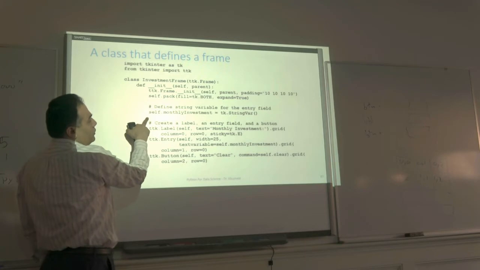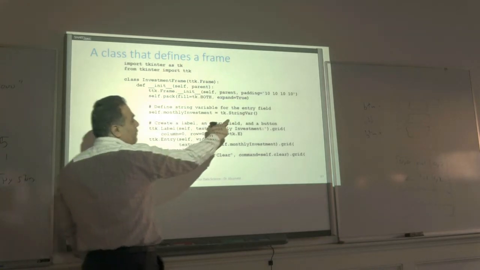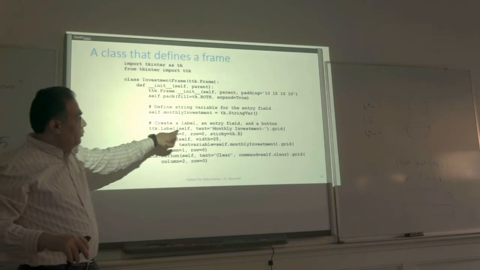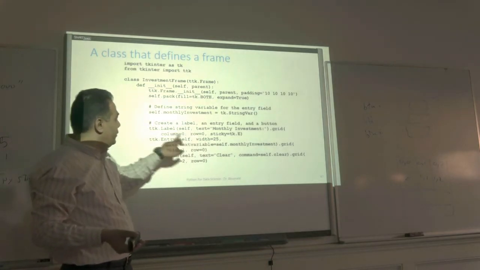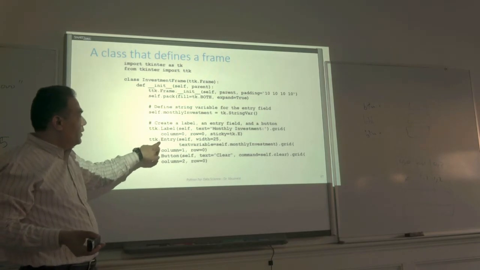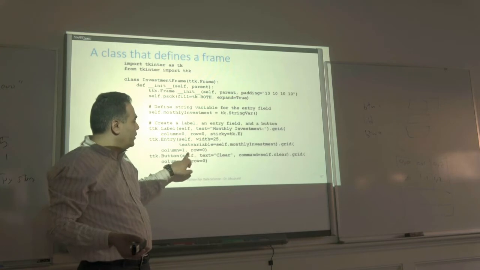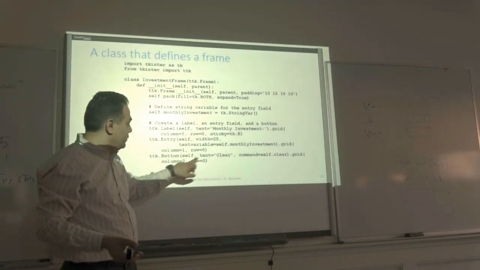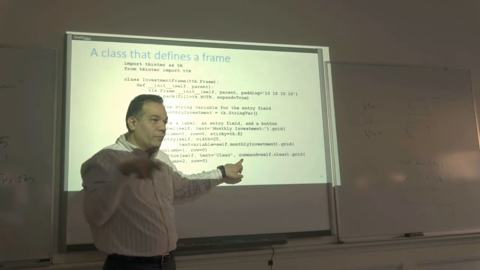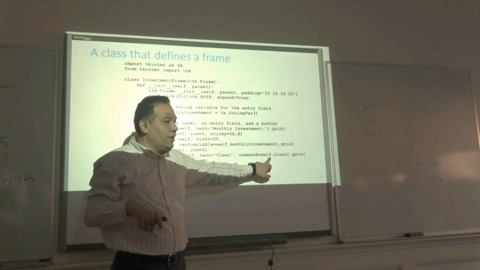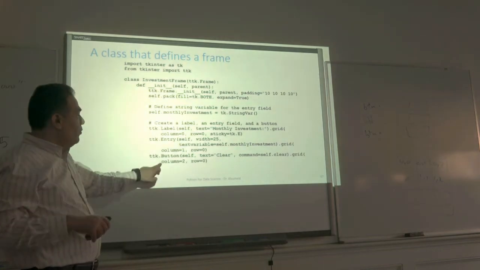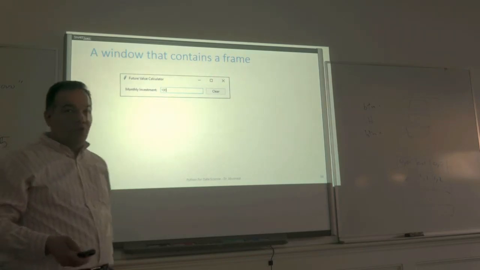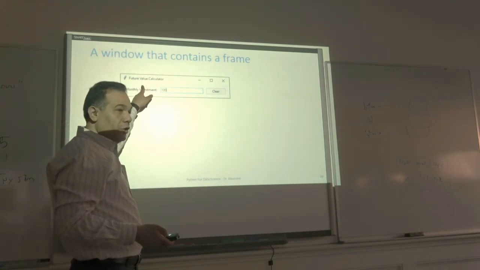Then after that, what I'm doing here, self, monthly investment. I'm creating the variable for the value, a string value. Then after that, I'm creating the label. What does the label have? Text, and then the grid, where it's going to go. Then the entry, which has the width and the text, and where it's going to go. And then you have the button, which has the text, which is clear, and the command, because when you push the button, there's a command. And what does the command do? Self.clear. It will clear. And then where it goes. And that's what we have in here. So when I create an object from this class, it's going to create this for me. You agree?